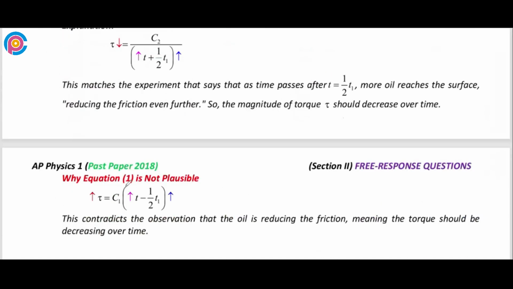But equation 1 is not plausible because it says that as time increases, torque increases, which contradicts our observation. Oil is reducing the friction, meaning the torque should be decreasing over time. But in this case, the torque is increasing.